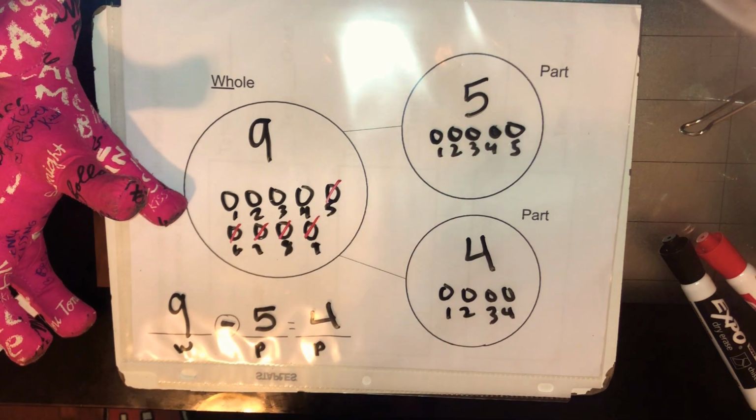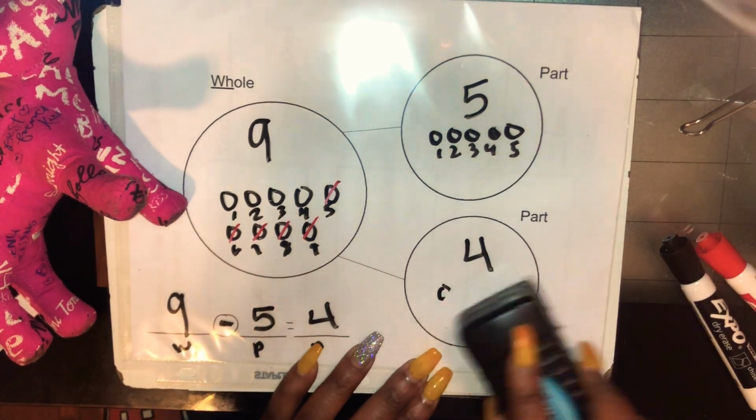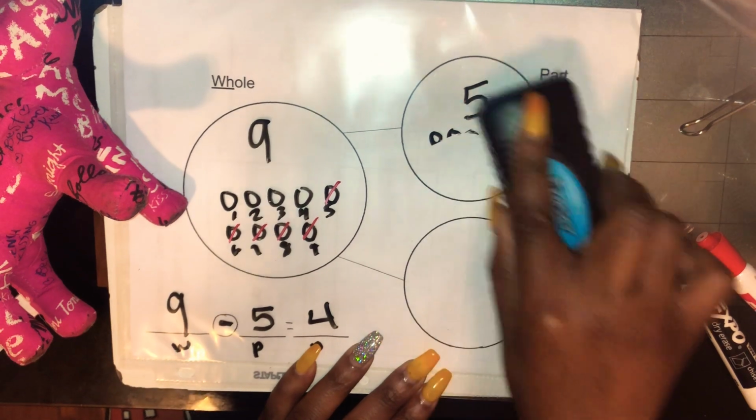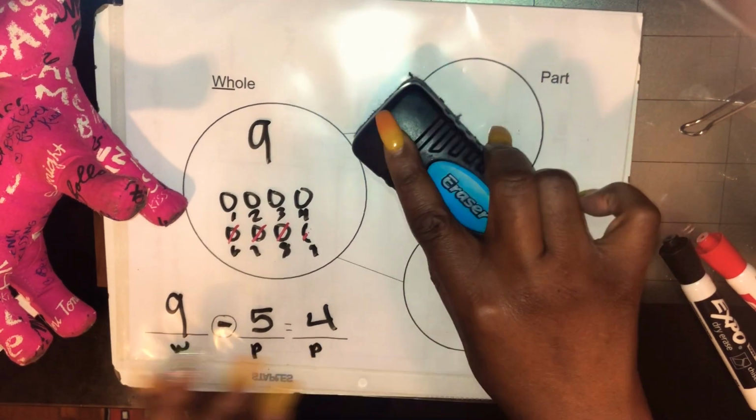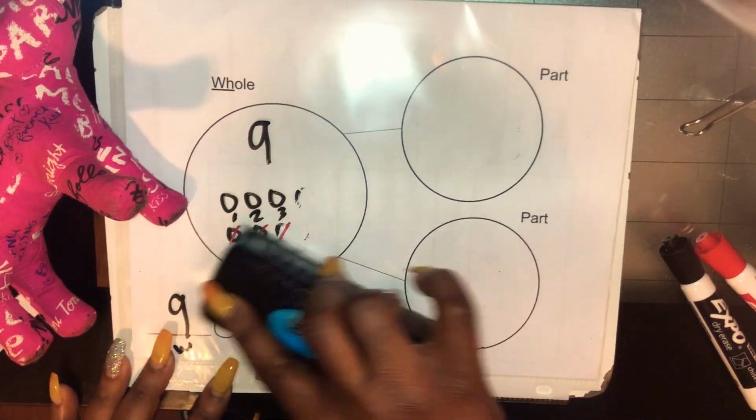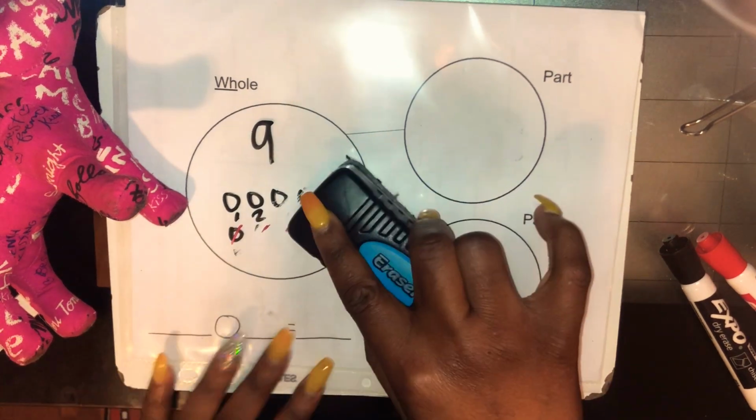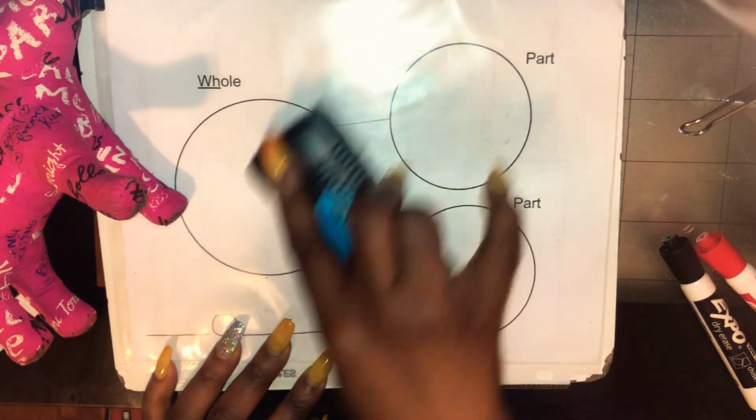All right, boys and girls? So today, when you do your exit ticket, I want you to think about that. Remember, which parts are your parts and which parts are your whole to help you write an equation and use your number bond and draw a picture.